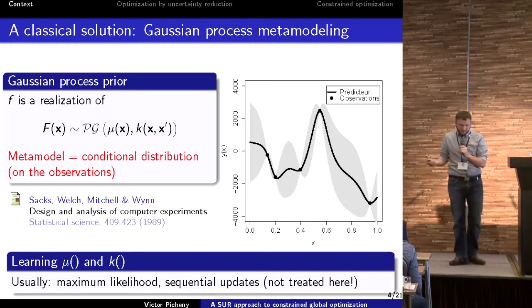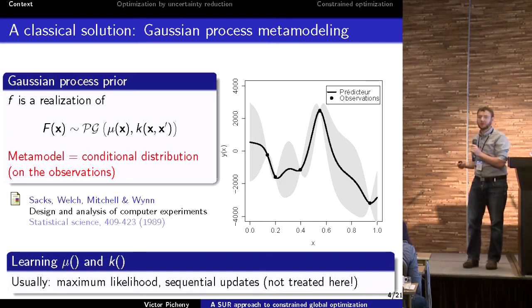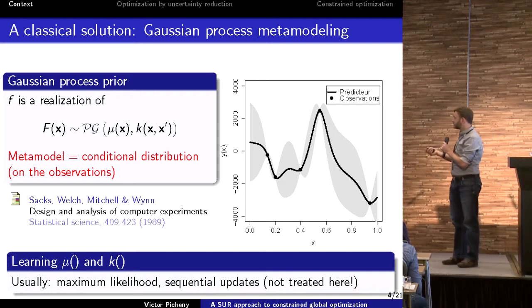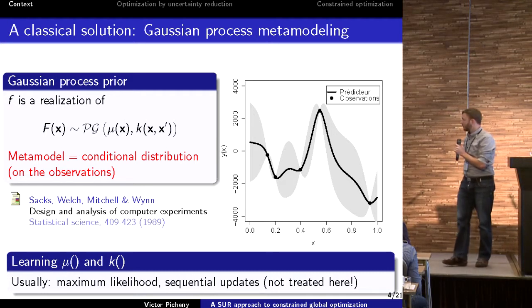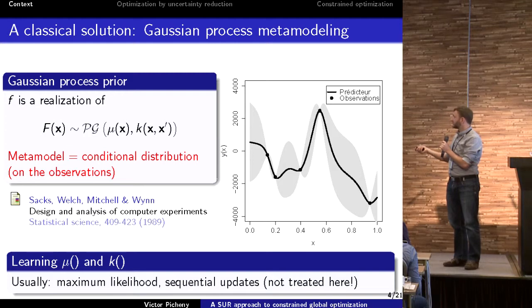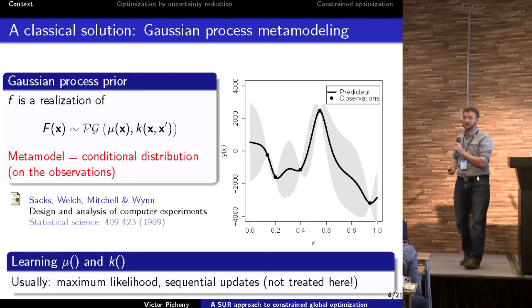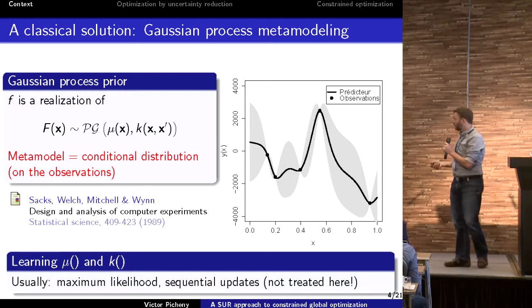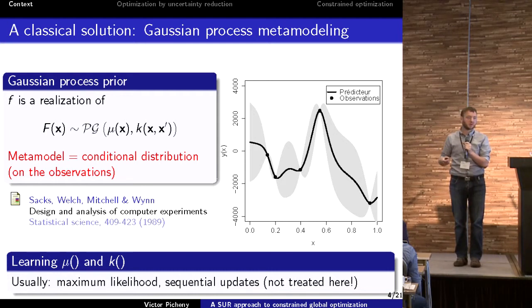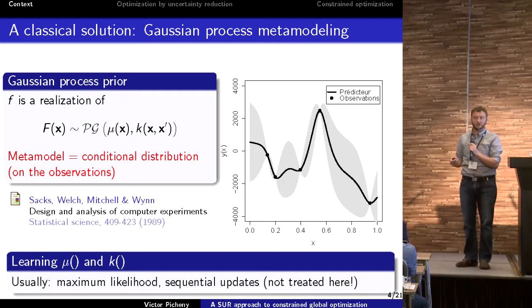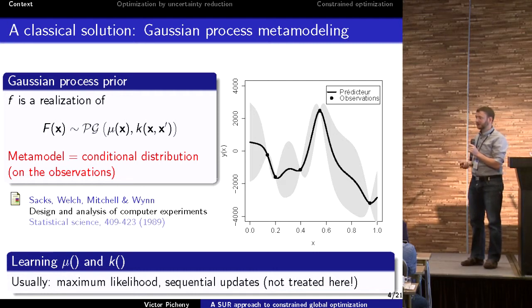When you do that, a typical solution is to use Gaussian process regression or interpolation. It just amounts to putting a prior on your objective function, say. So you say that your response is a realization of a Gaussian process with some mean structure and a covariance kernel. And when you do metamodeling, it just amounts to using the conditional distribution on the observations. You do an initial set of experiments, you run your computer model several times, you get your responses, you condition your Gaussian process by these observations, and you get your metamodel.